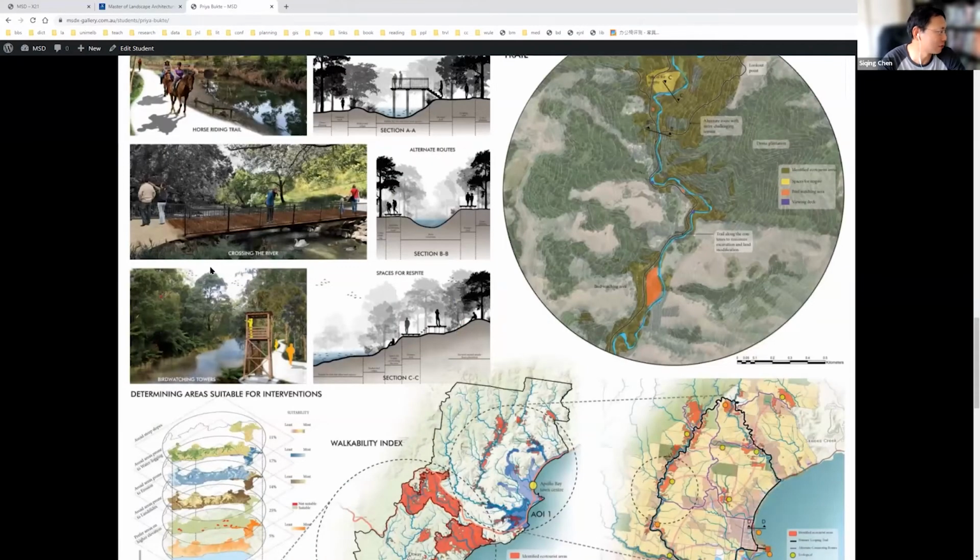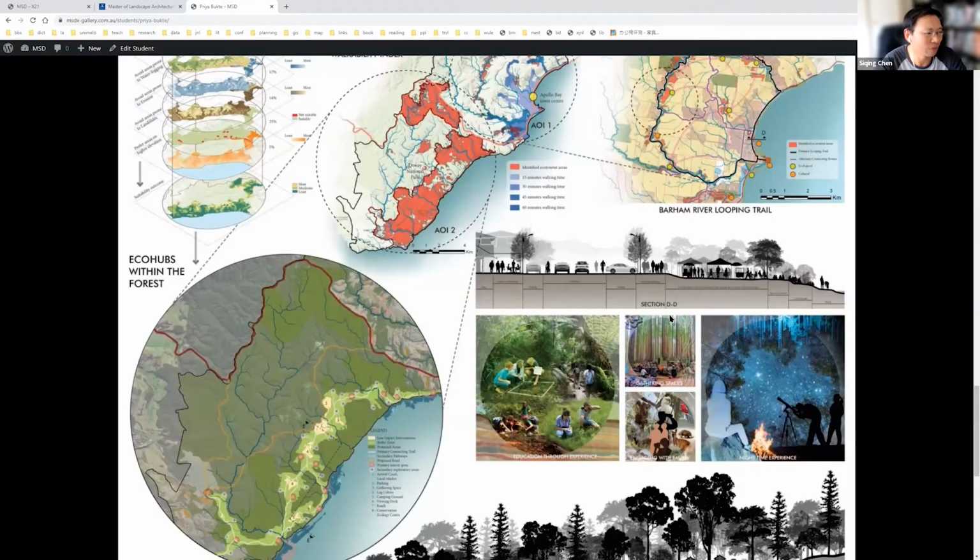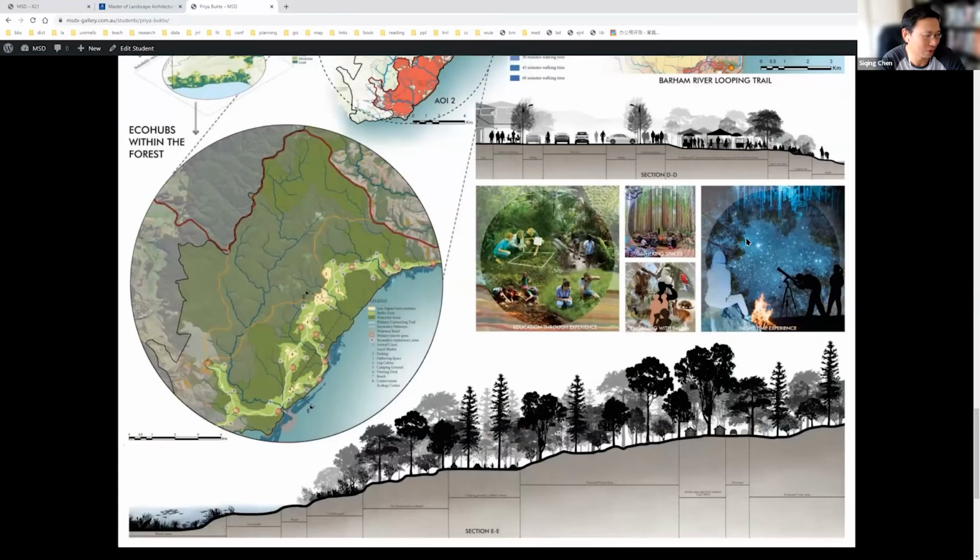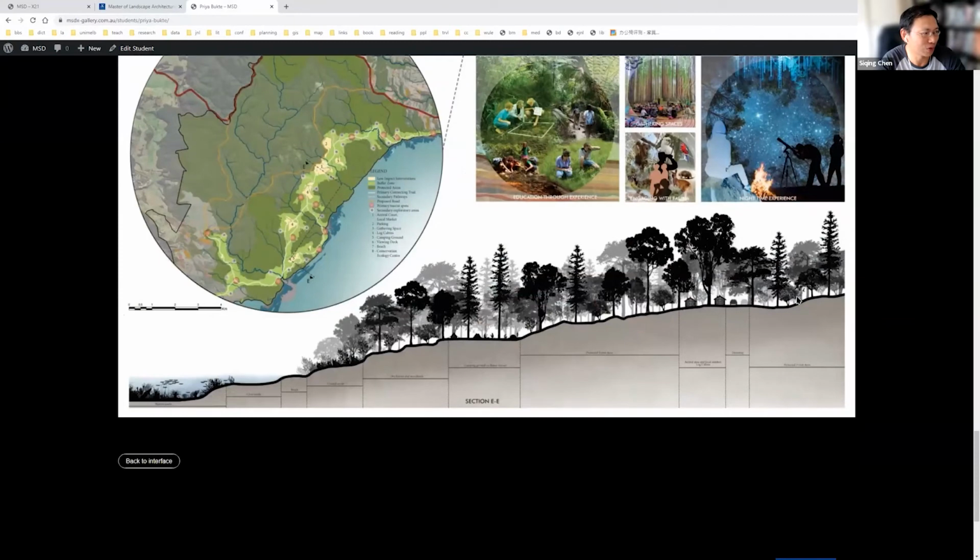And finally, choose one of the eco hubs within the forest, and also organize a lot of activities, including the day activities and the night activities in this region, to enhance people's ecotourism experience in that region.